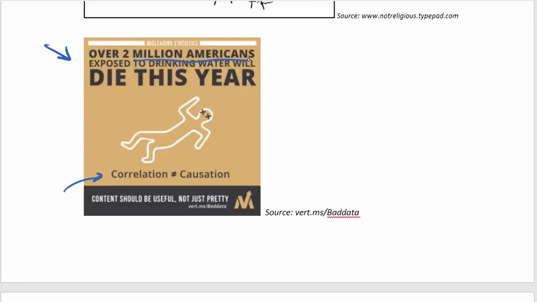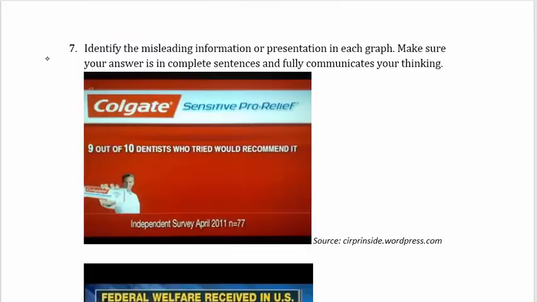Most people will have drinking water in their lives. We're all drinking water all the time. But it doesn't mean that that's what's causing these deaths. There's all kinds of other things. So again, you want to watch for correlation and causation. There has to be some reason to believe this piece of information. There has to be some cause to believe it. If they're unrelated, then somebody's trying to mislead you. All right, let's take a look at this one here.